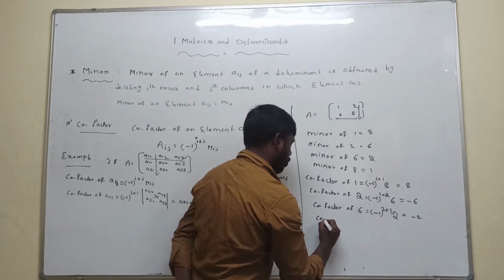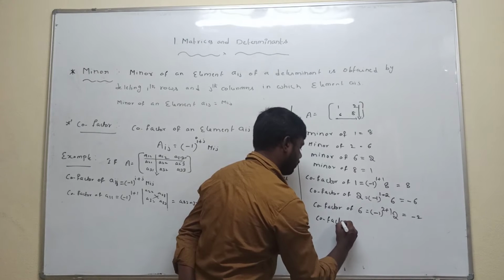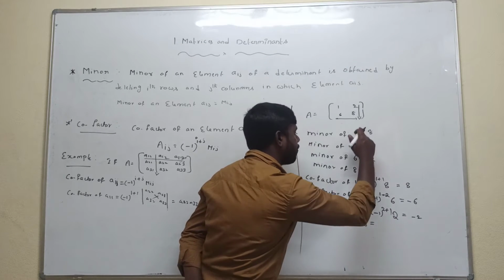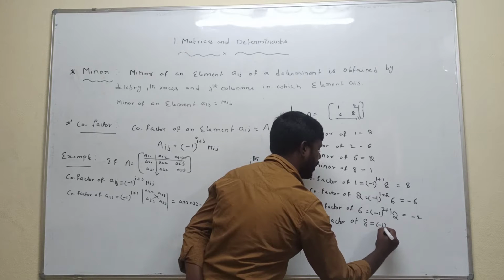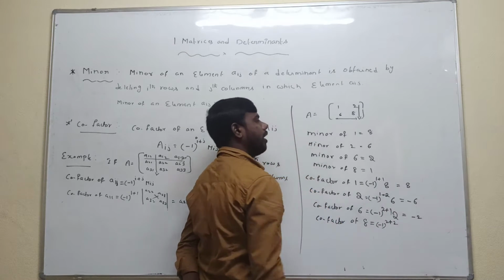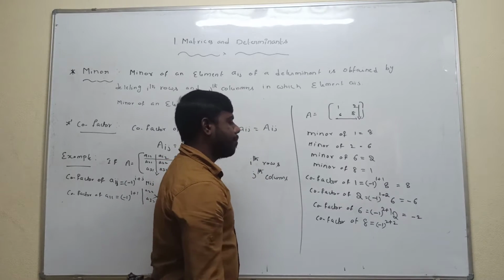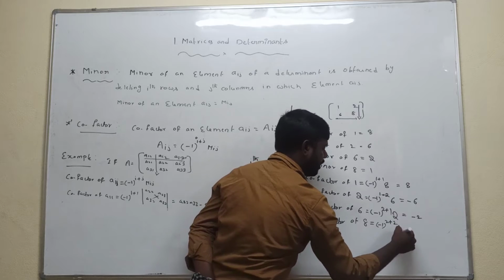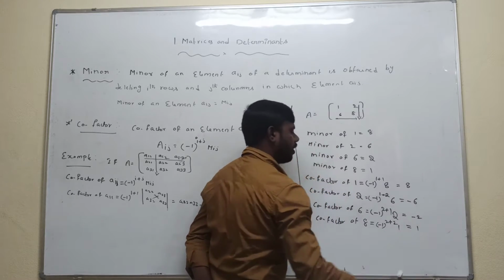Next, cofactor of 8. 8 is present in the second row and second column. So Mij, the minor of 8, is 1. So finally we got 1.